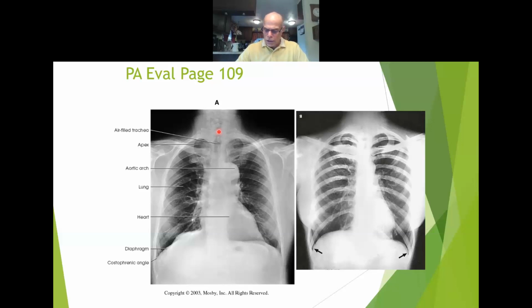Equal distance from the vertebral column to the lateral border of the ribs. So you're just looking for this here. Equal amount of body from the middle of the spine to the outside lateral border of the ribs.